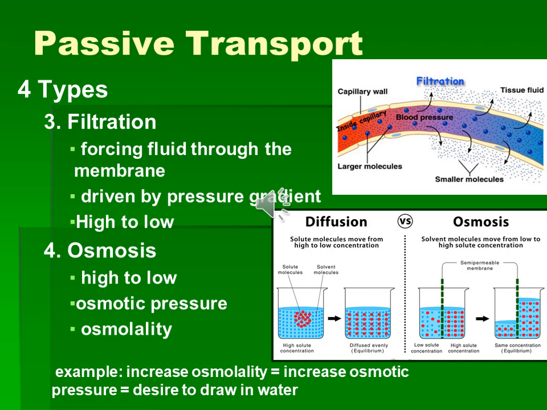So for example, I put an example in here. If you get increased osmolality, your blood increases osmolality with dehydration. So let's focus on that one. So we're dehydrated. So we're going to increase osmolality, which is going to increase osmotic pressure, which is therefore going to increase the desire to draw in water. Okay? So you get dehydrated, you have this desire to draw in water. That's very broad, very basic, but that's the general idea. So as you increase osmolality, you have an increase in osmotic pressure, and you have a desire to draw in water.